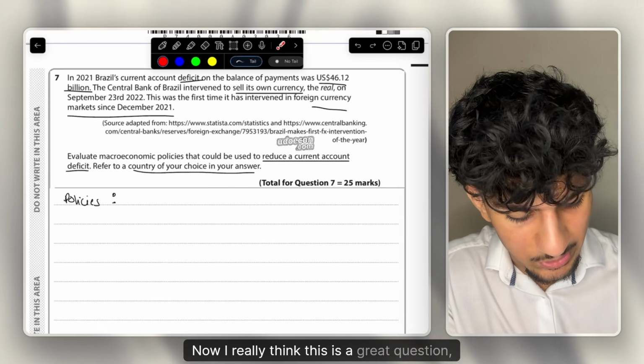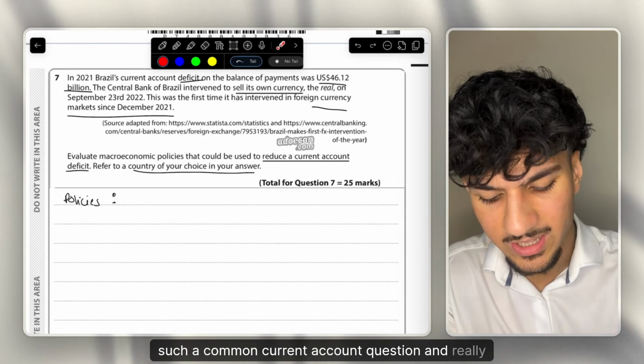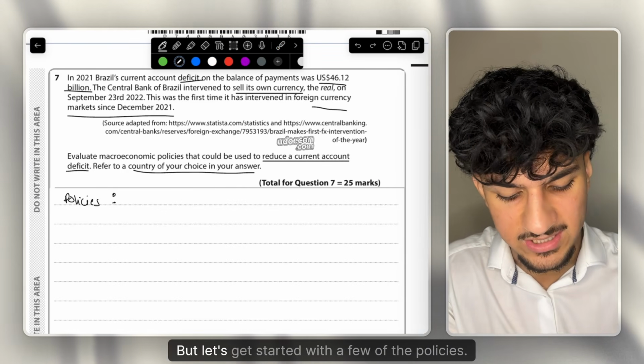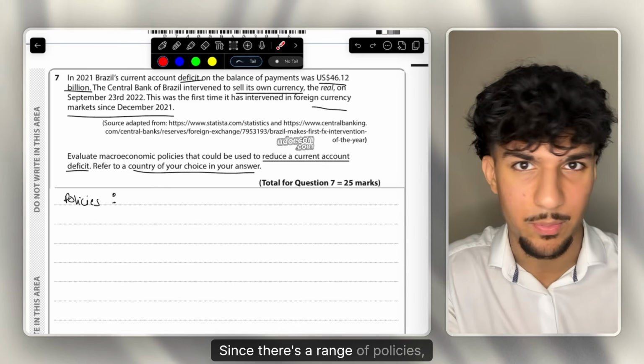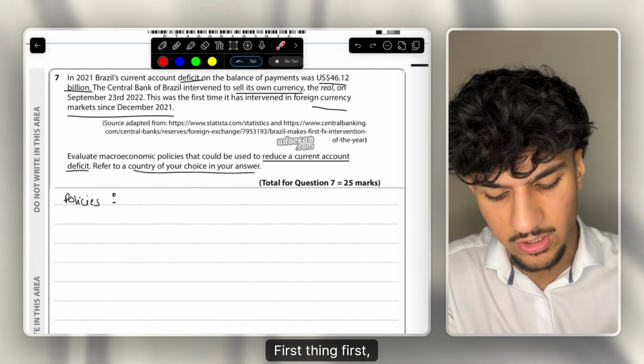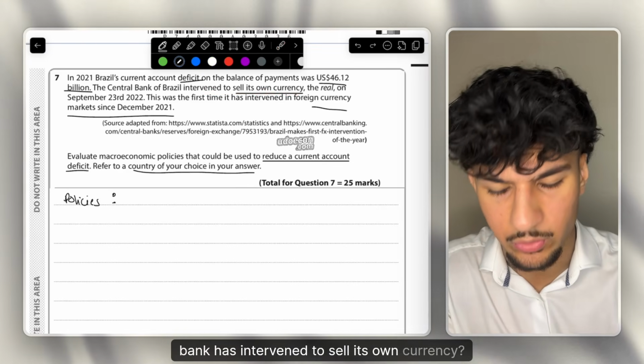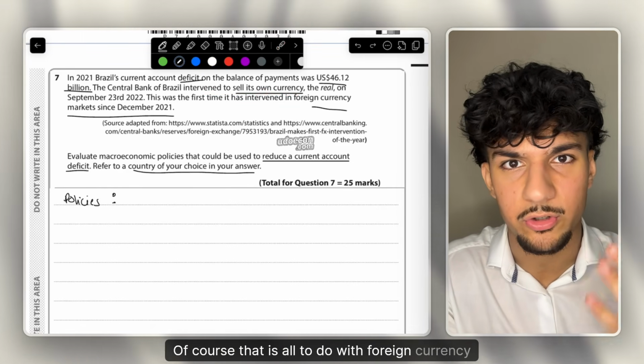Now, I really think this is a great question, especially for revision and practice. Such a common current account question and it really tests your knowledge. But let's get started with a few of the policies, since there's a range of policies. There's lots of different ways you can go about answering this question. First things first, what is the stimulus referring to? When the central bank has intervened to sell its own currency. Of course, that is all to do with foreign currency reserves.